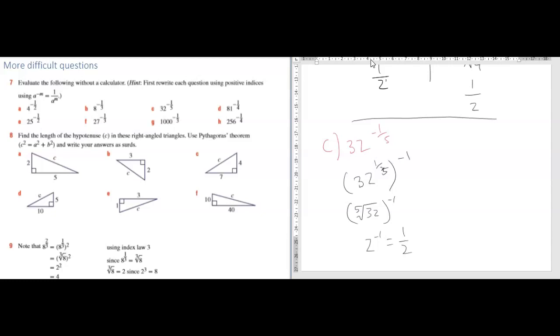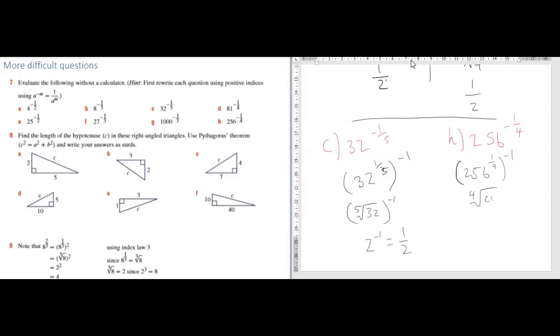All right, let's do one more. It's pretty much the same method each time, but let's do h. So 256 to the power of -1/4. Okay, so I'm going to separate my powers. All right, so the 256 to the power of 1/4 is the fourth root.